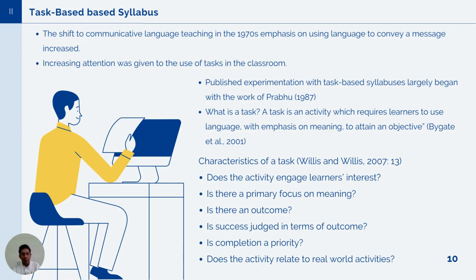Here, there are several characteristics of a task suggested by Willis. Willis gives the characteristics in question form. There are 6 questions. The first is, does the activity engage learner interest? Is there a primary focus on meaning? Is there an outcome? And so on. So a task can be considered a good task for language learning if the task covers those 6 characteristics.